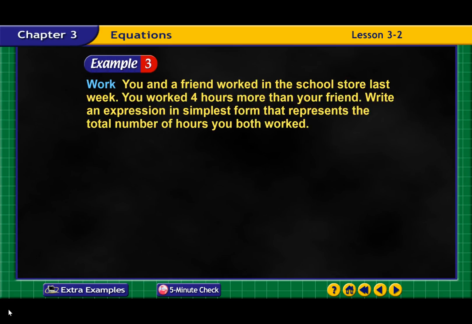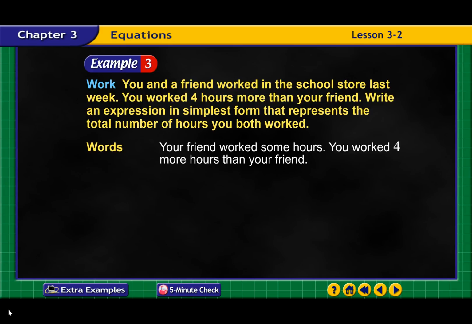All right, you and a friend worked in the school store last week. You worked for 4 hours more than your friend. Write an expression in simplest form that represents the total number of hours you both worked. All right, so you and a friend worked some hours. We don't know how many. You worked 4 more than your friend.